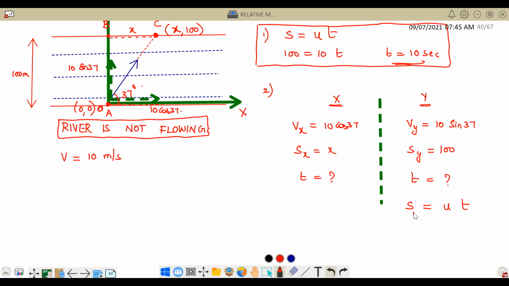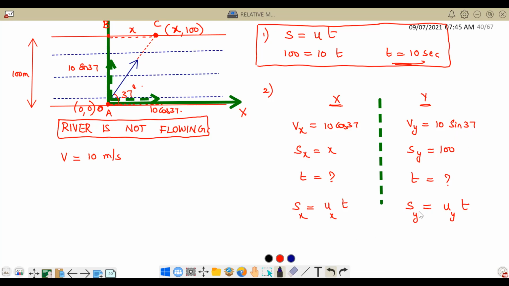But here it is in the y direction. Same way here also, S is equal to UT in the x direction. That's all. And time is the same whether you calculate in the x direction or the y direction, but here you cannot calculate time because this is also unknown. Two unknowns, you cannot calculate. But here we have two known quantities, so it's very easy to calculate.